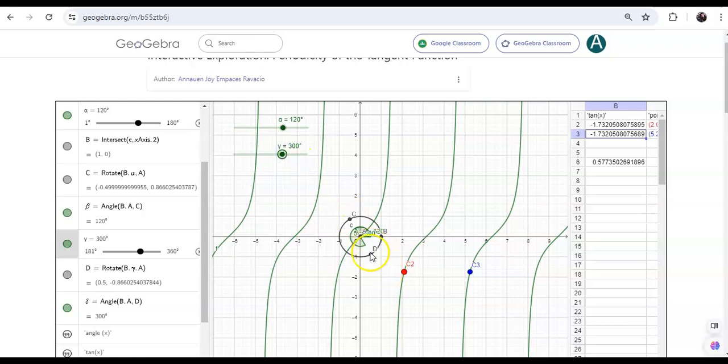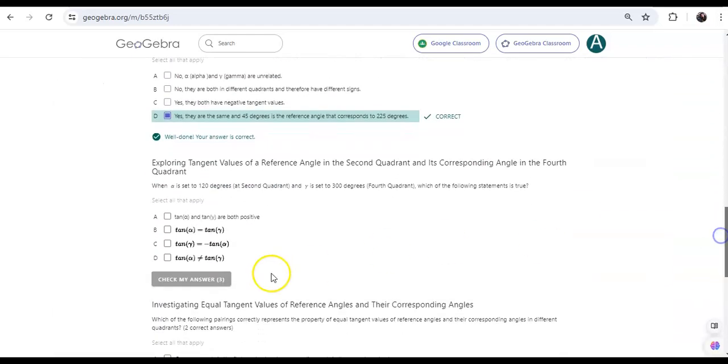And 300 is in the fourth quadrant. But did you notice that both of them are negative values and the tangent values are equal, right? Okay, so what will be our correct answer here? Of course, option B. Tangent alpha is equal to tangent gamma.